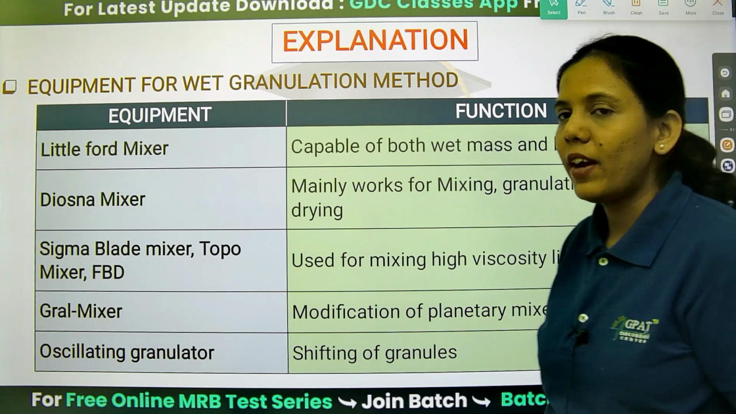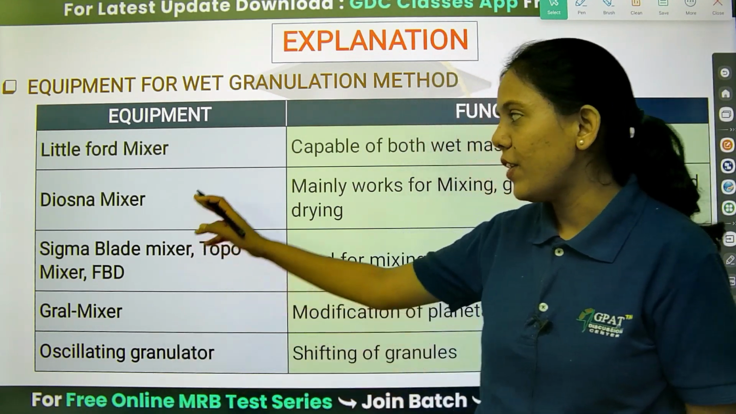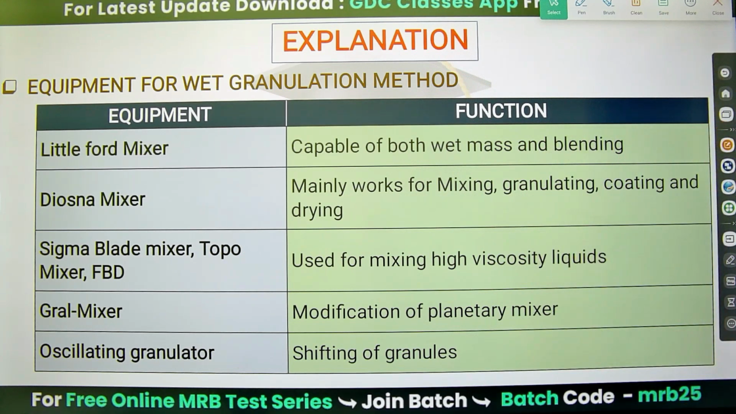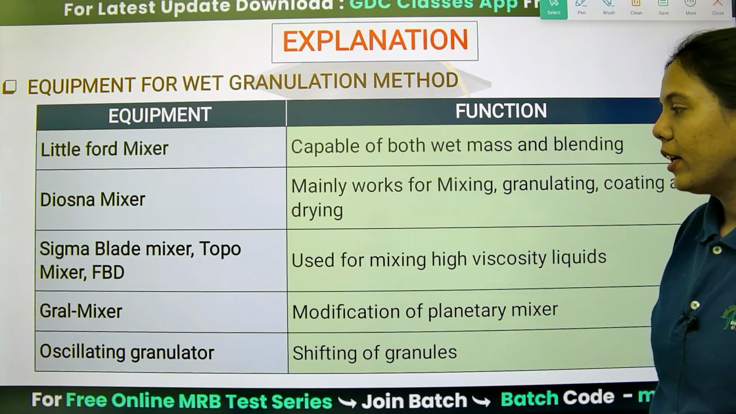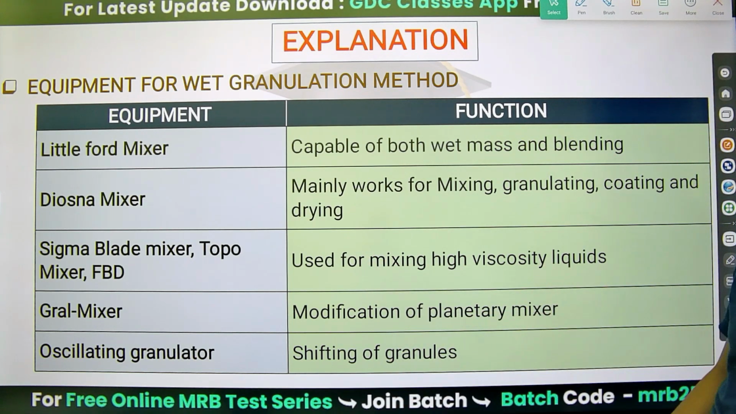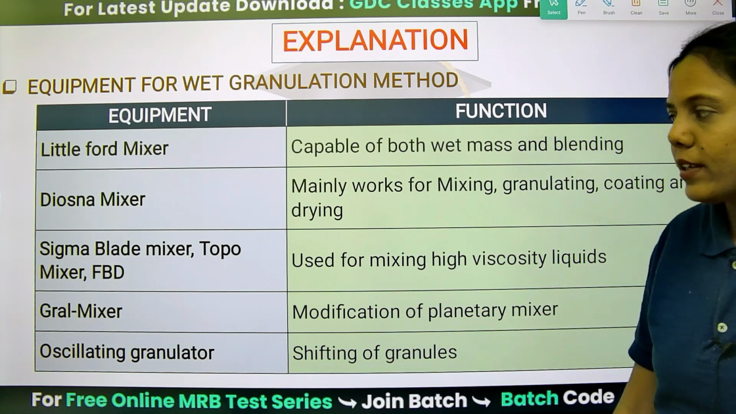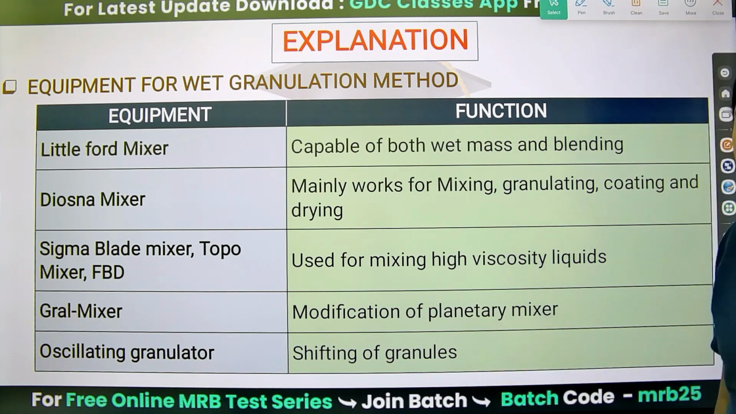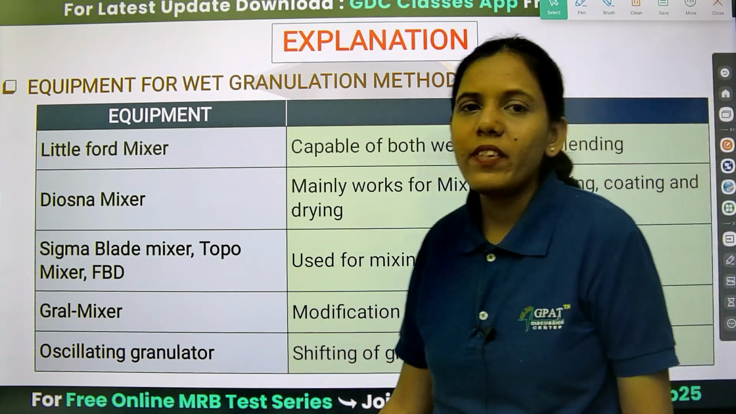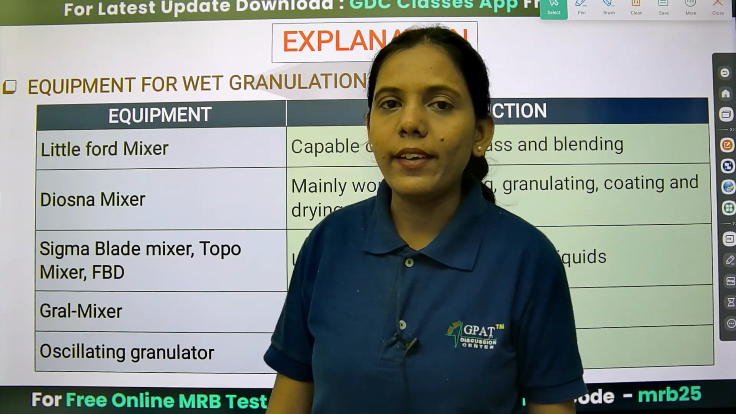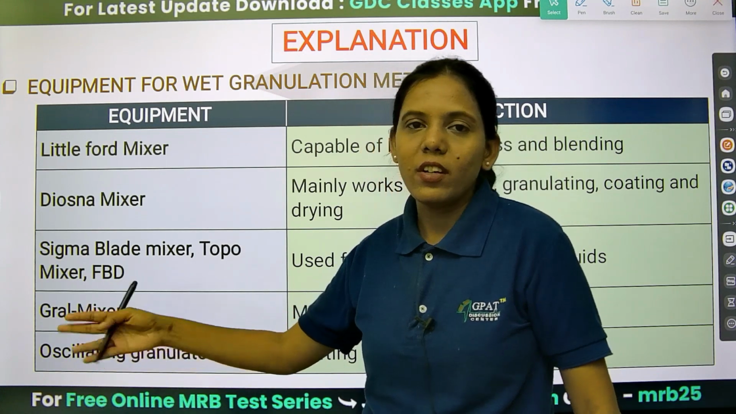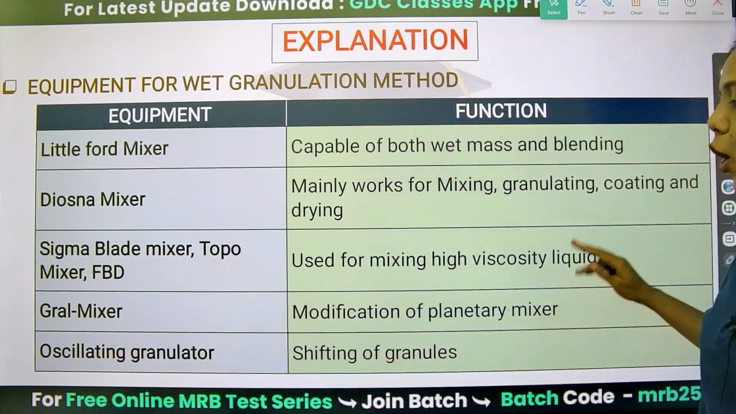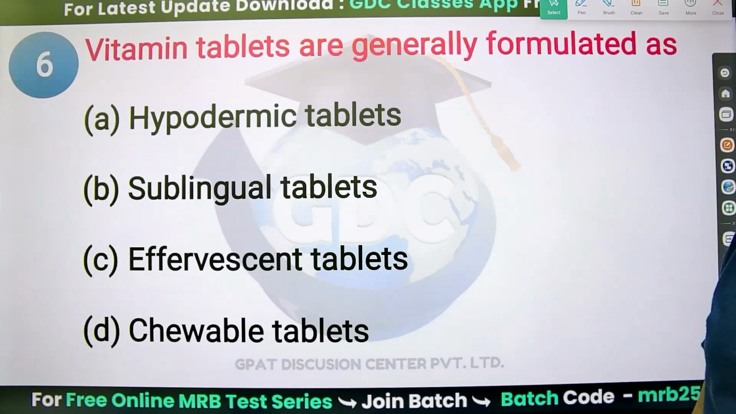So to carry out the wet mass and for the blending process we are using Littleford. Then we have Diosna. So mixing, granulating, coating and the drying of the materials can be done. Then we have FBD. So it is used for mixing high viscosity liquids. Graal mixer modification, it is the modification of planetary mixer. Okay. So PG, you can remember, they will ask you what is the modification of planetary mixer. So PG, P for post and G for graduation. So you can remember easily PG. And oscillating granulator, that is sifting of the granules.